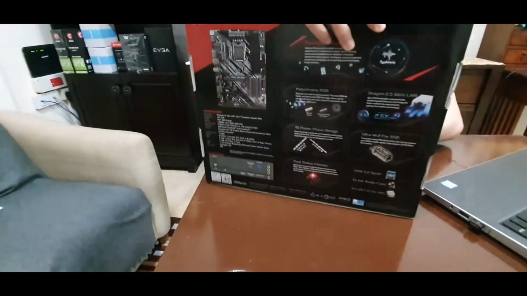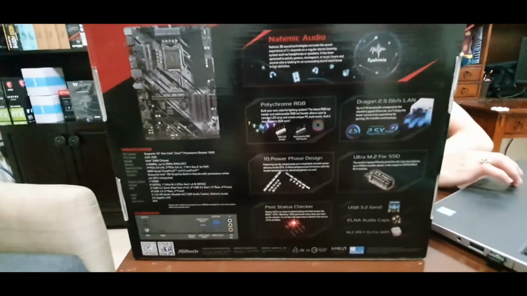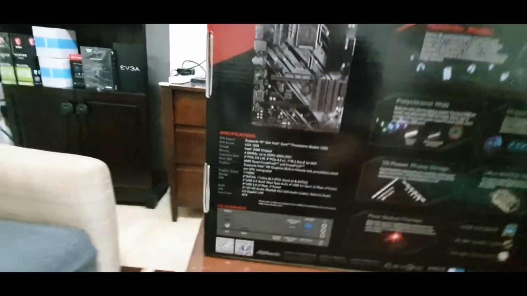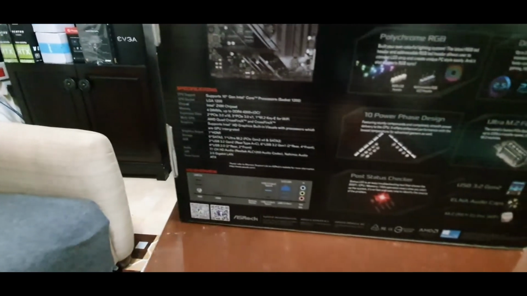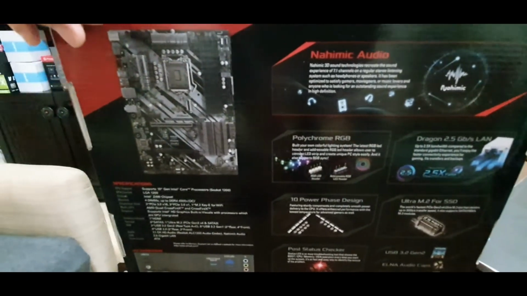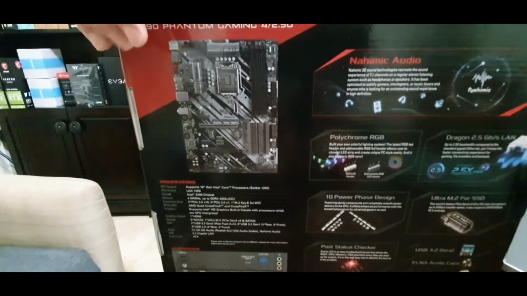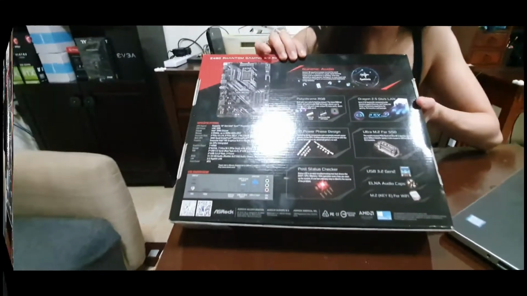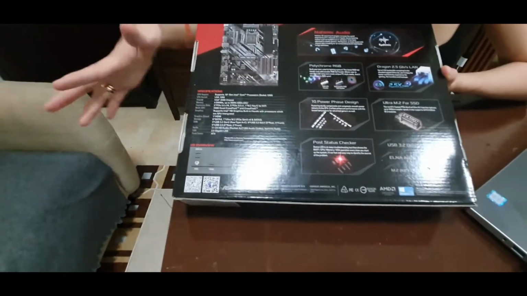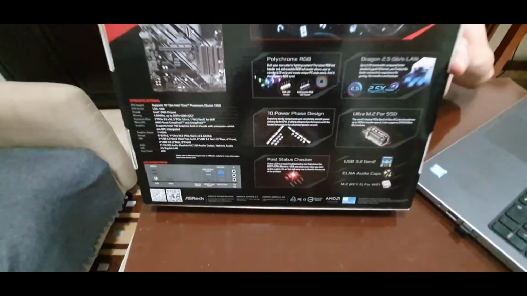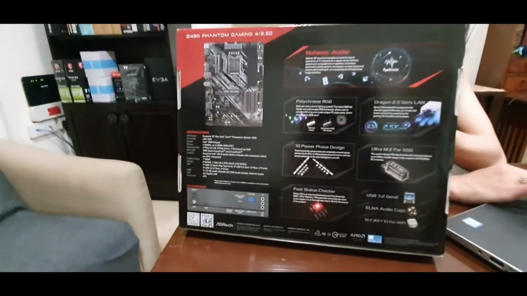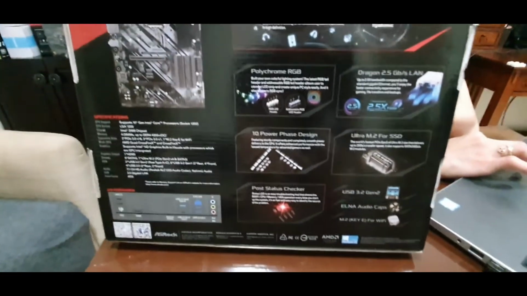So this is what you will be getting from the box, and at the back you will see all the specifications that you need to know. The Z490 Phantom Gaming supports the 10th gen Intel Core processors, and it has a 10 power phase design and supports DDR4 4400 megahertz. All the features are written here, including a little bit of definition for each of the functions. This ASRock, guys, is built by gamers for gamers, and it will bring every gamer's experience to the highest level.